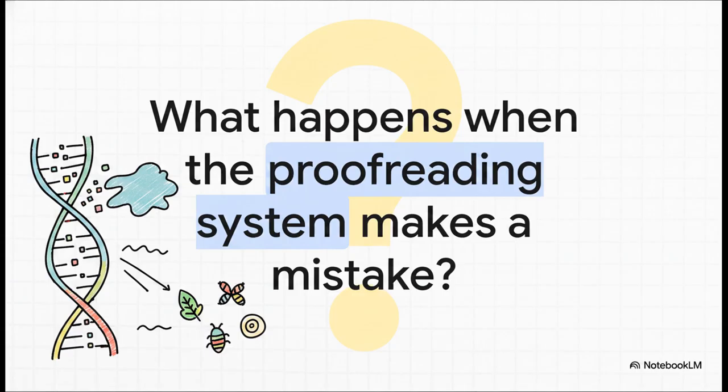But it does leave us with one final, pretty provocative thought. What actually happens when this incredibly complex factory, even with all its built-in proofreading systems, inevitably makes a microscopic mistake? Well, as it turns out, those rare, uncorrected errors in the blueprint aren't always a disaster. In fact, those tiny little mistakes are the exact mutations that drive evolution, creating the breathtaking diversity of all life on Earth. Pretty amazing, right?